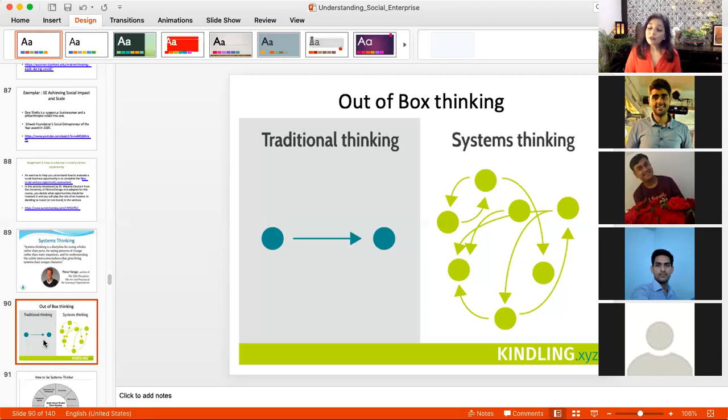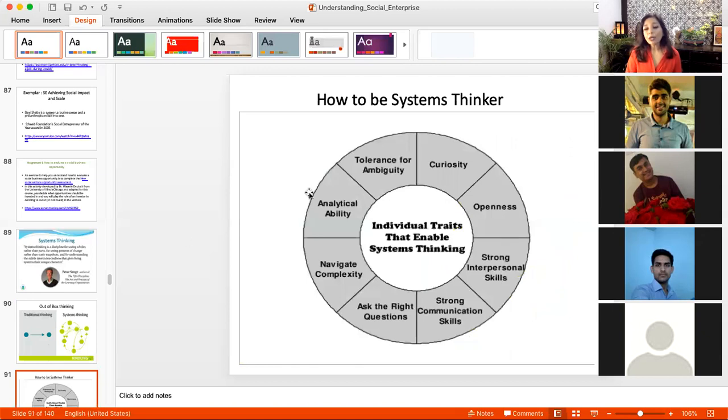So identification of a problem should not be an isolated event. The identification of a problem and thereby the policy making process itself should be able to see the whole canvas within which the problem actually resides. So how does the systems thinker work?